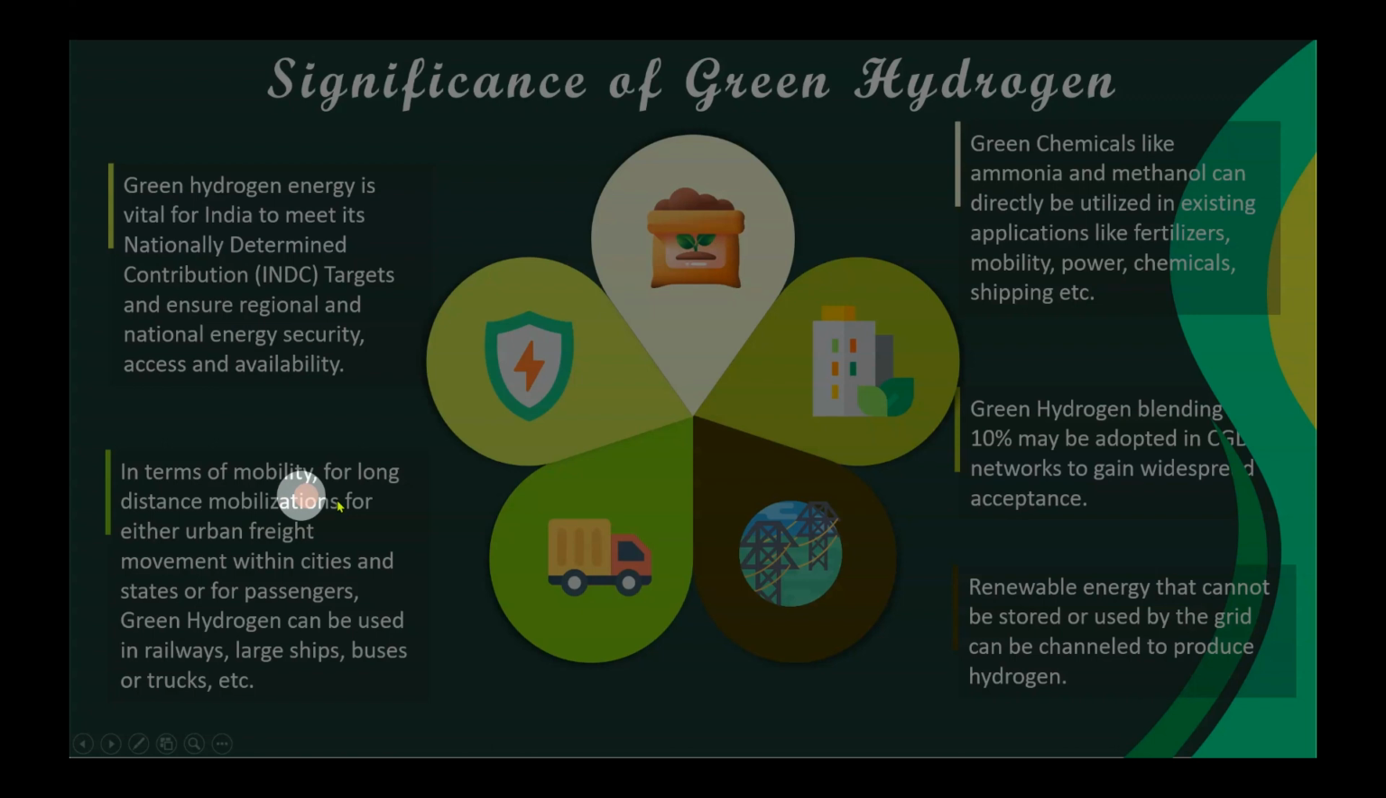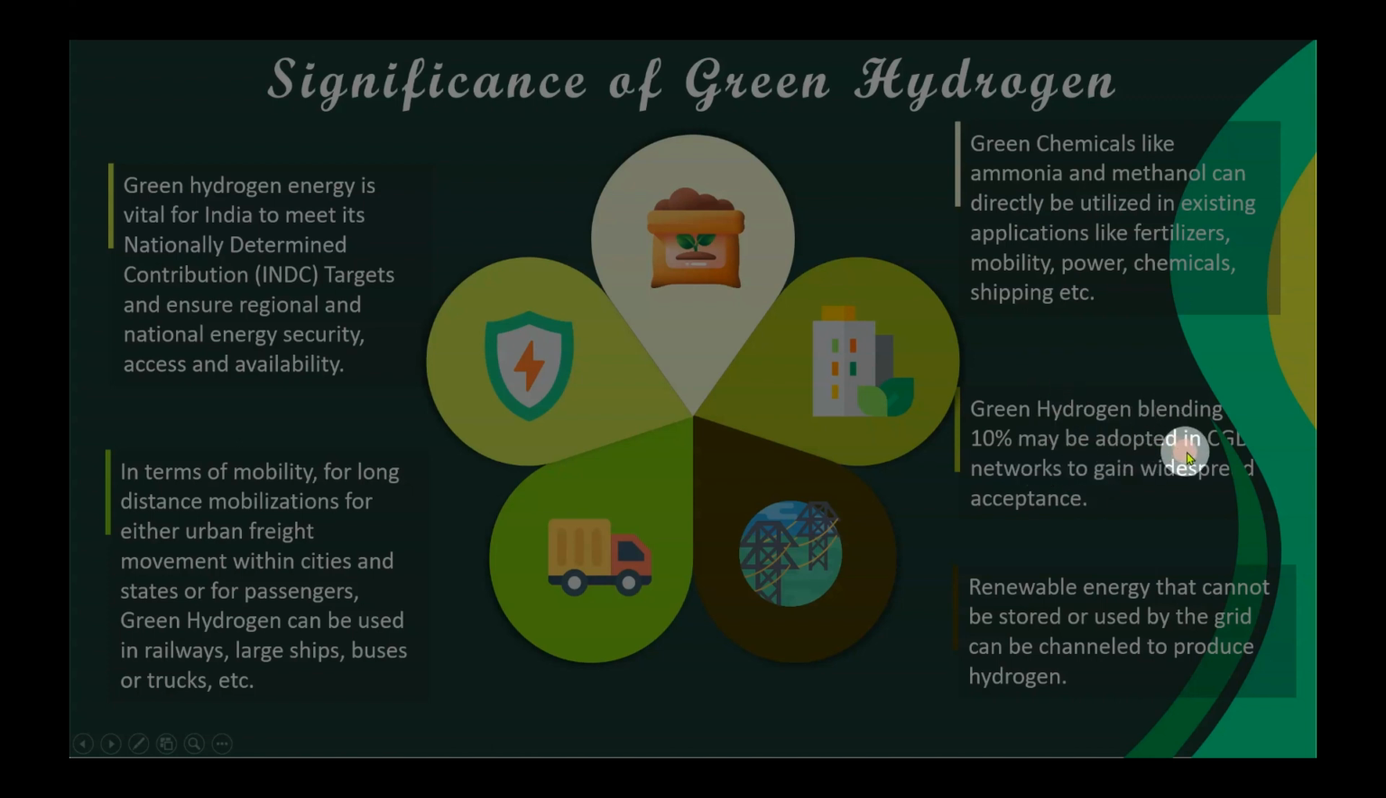Then in terms of mobility, again green hydrogen is light, and the freight and transport sector can really highly benefit as the technology develops. It will become highly feasible. Then green chemicals like ammonia and methanol can directly be used in existing applications. We don't need to go into depth. You need to know the fodder points or the essential points to diversify your answer, which will help you in mains.